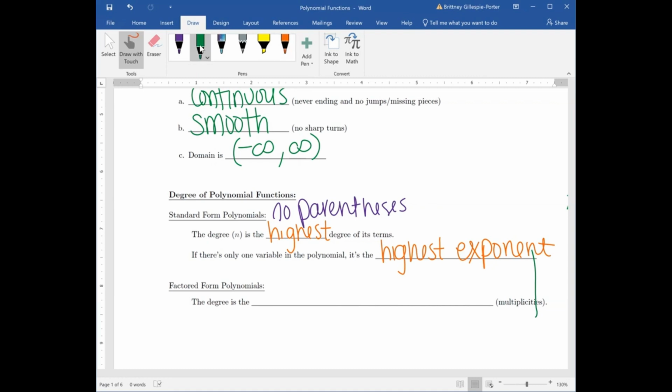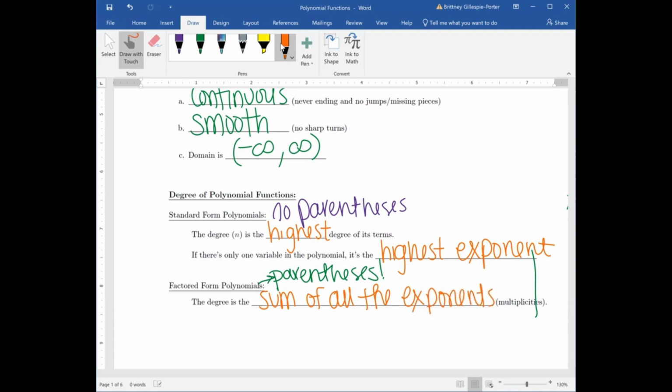If we have a factored form polynomial, and we know we have factored form because there are parentheses, the degree is the sum of all the exponents. And if you want to be specific, we mean on the variables. The exponents are going to wind up being the multiplicities when we're talking about factored form.